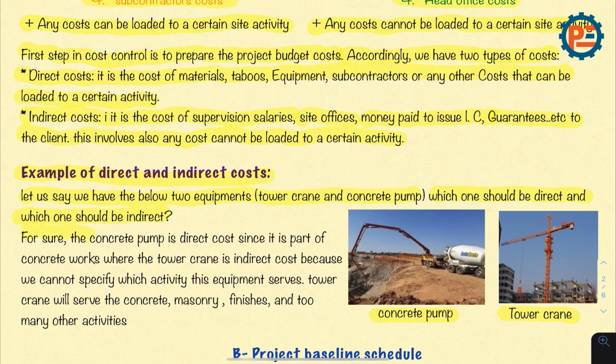For sure, the concrete pump is direct cost since it is part of concrete works, whereas the tower crane is indirect cost because we cannot specify which activity this equipment serves. The tower crane will serve the concrete, masonry, finishes, etc. Too many other activities. That's why in this case we'll put it as indirect cost.